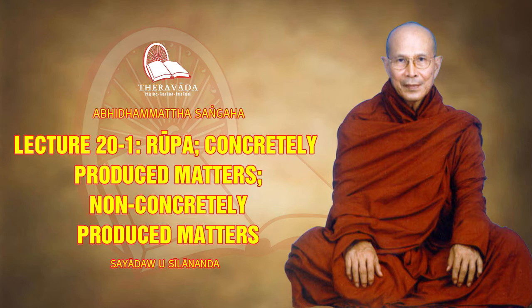And as I explained yesterday, the tangibility has no separate number because tangibility is nothing but earth, fire, and water combined. And then there are femininity and so on. So we get these 18 types of material properties. And these 18 are called in Pali nipphanna rupa, concretely produced matter. These are the real matter.